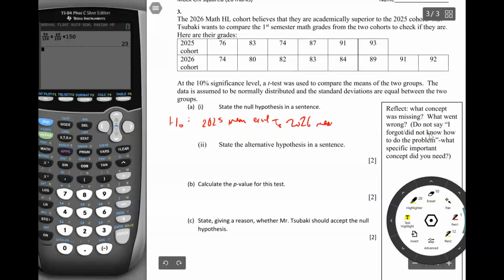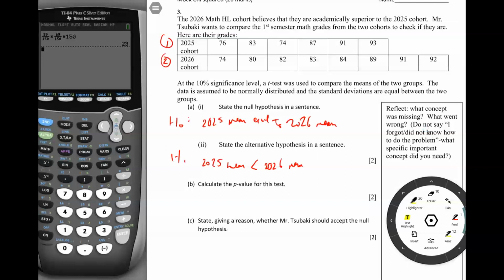And you might say, oh, but doesn't it say that the 2026 cohort believes they are superior, so theirs is greater than the 2025? That is the alternative hypothesis. So the alternative hypothesis is that the 2025 cohort mean is less than the 2026 mean, right? And you might say, well, why didn't I put 2026 is greater than 2025? Well, because 2025 comes first, so this is group 1 and this is group 2. It's more convenient if we think about always listing group 1 first.